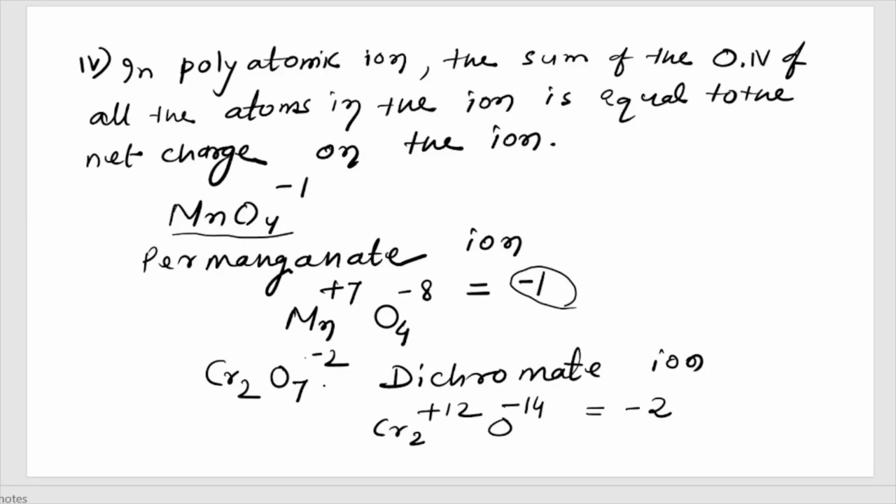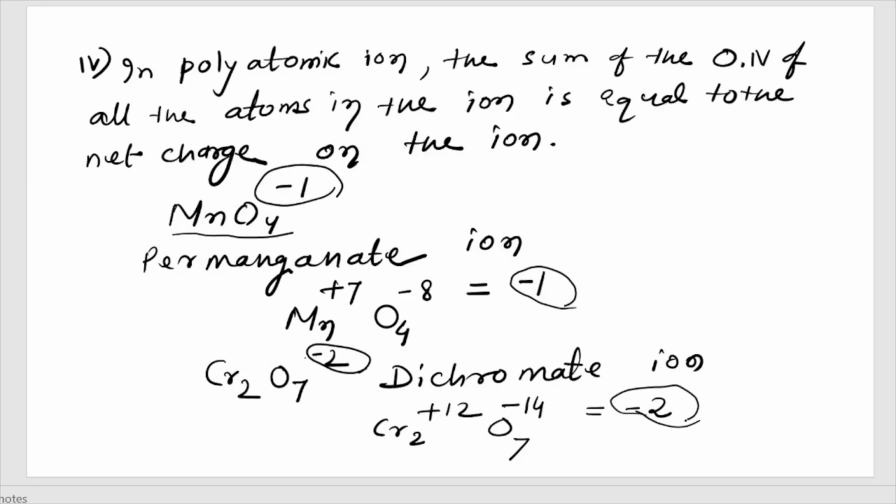Cr2O7 is the dichromate ion, the answer is minus 2, and here permanganate is minus 1. Now see, Cr2: Cr means plus 6, into 2, plus 12, and oxygen is minus 2, and here 7 is there, Cr2O7. Then what happened? 7 into 2 is minus 14. Plus 12 and minus 14, what is the answer? Minus 2. Are you clear?